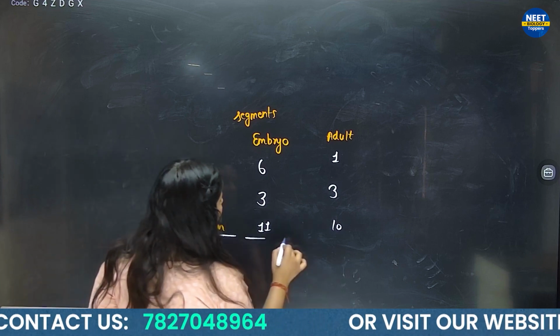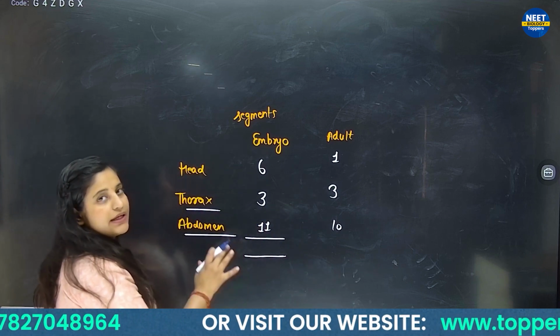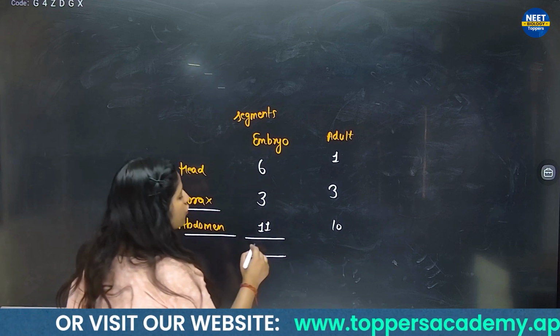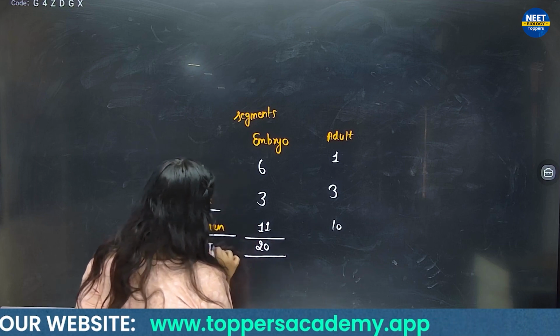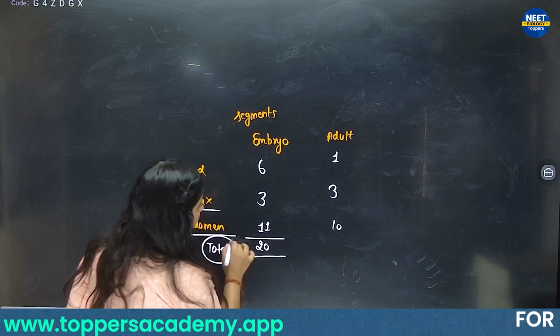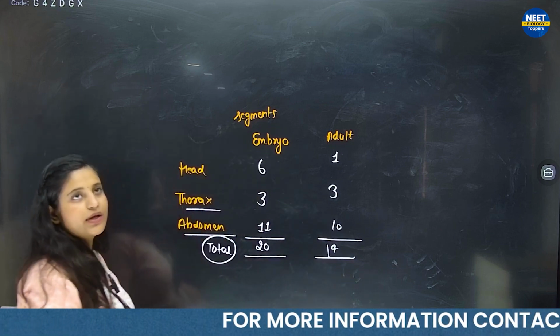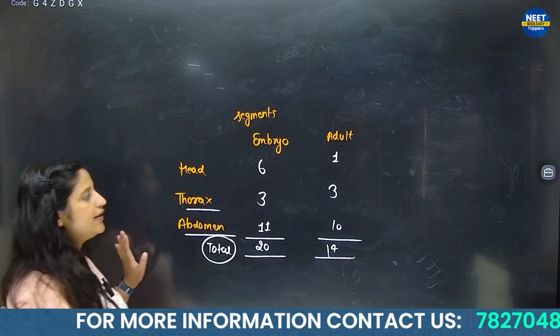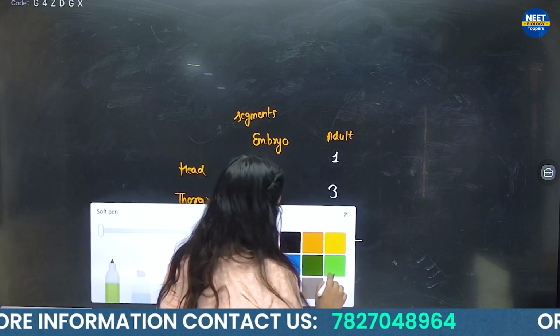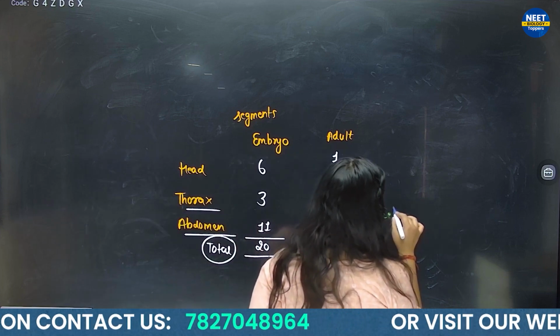So how many total segments are present in the embryonic stage of the cockroach? A total of 20. This is your total. And in the adult they have a total of 14 segments. This is important from your NEET point of view.